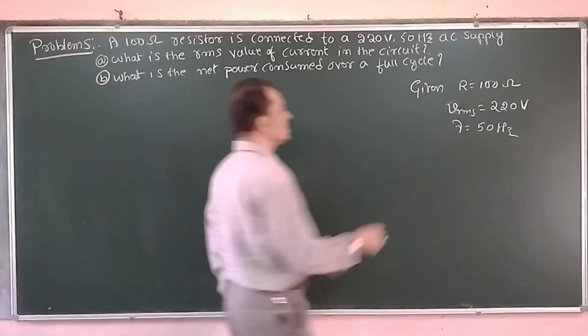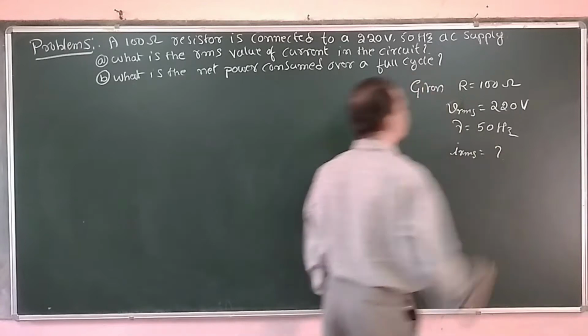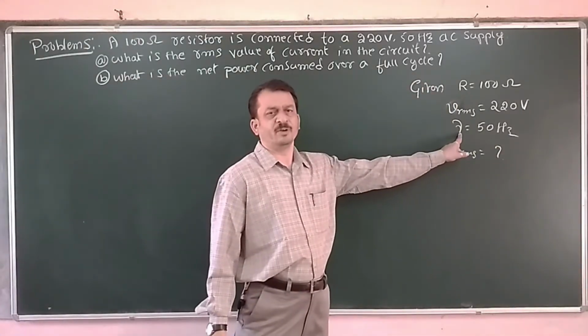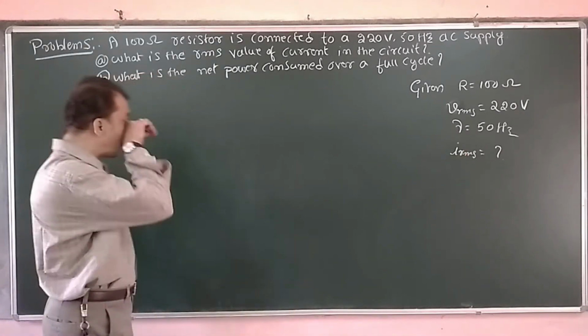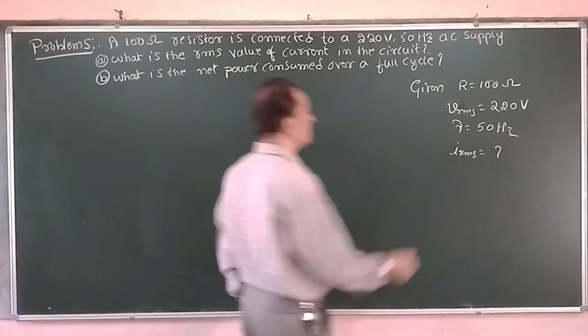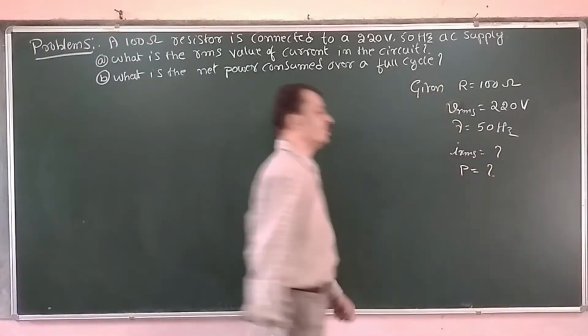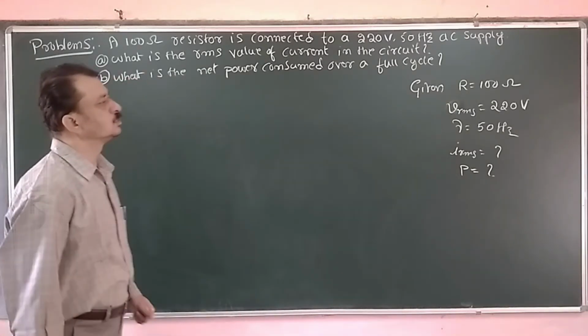What you have to calculate? We have to calculate IRMS. For frequency, in some textbooks they will use f, and in the NCERT textbook we are using the notation nu. IRMS we have to calculate, and the average power dissipated in the circuit, that we have to work out.